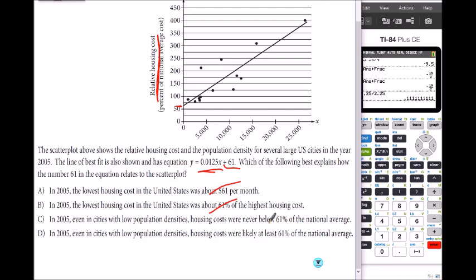Never? No, not always, but it is the lowest point. So likely at least 61 of the national average. Yeah, at least, right? That's a scatter plot, that's the best fit. So likely at least 61. It can be below 61, so it is D.